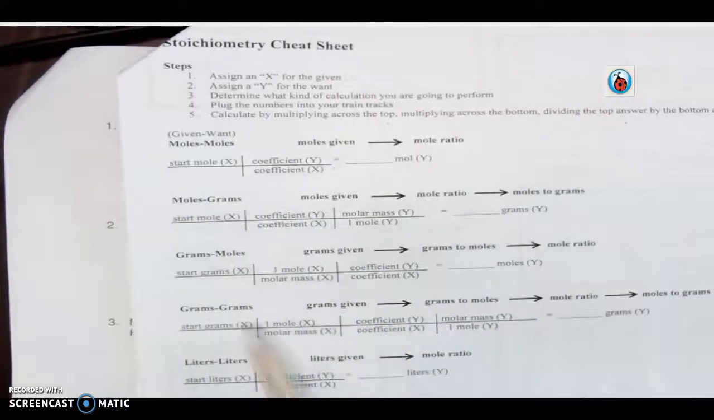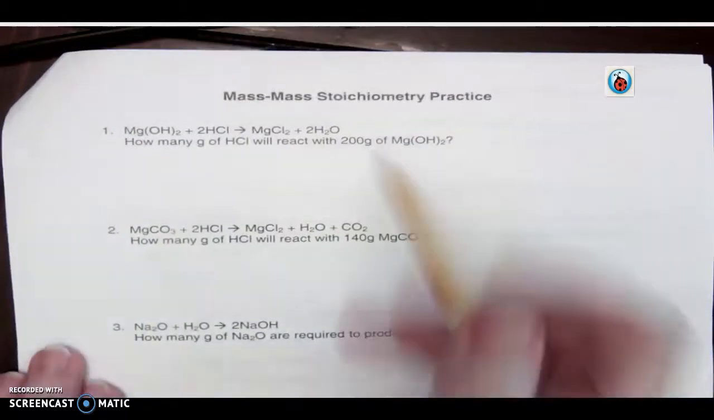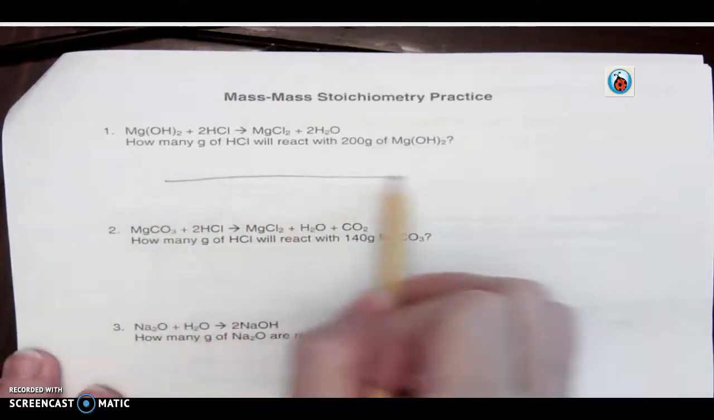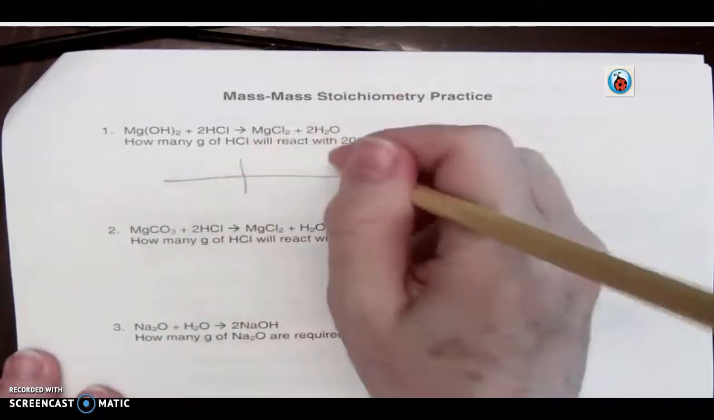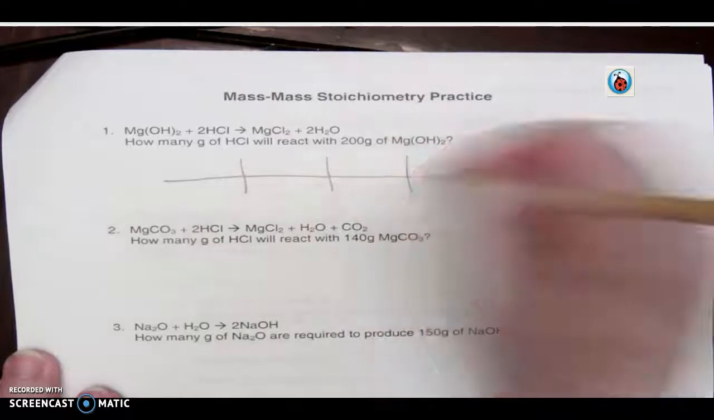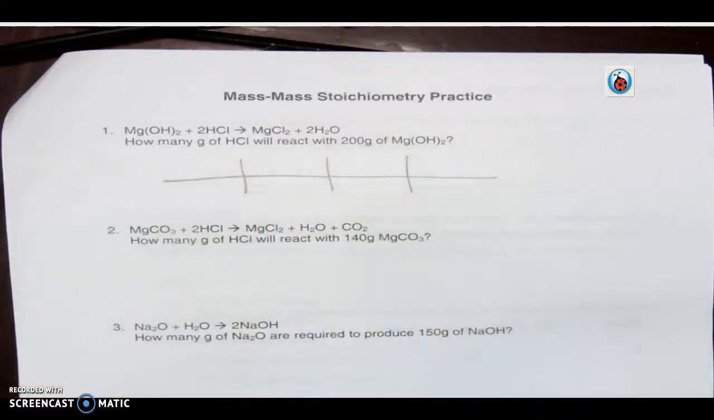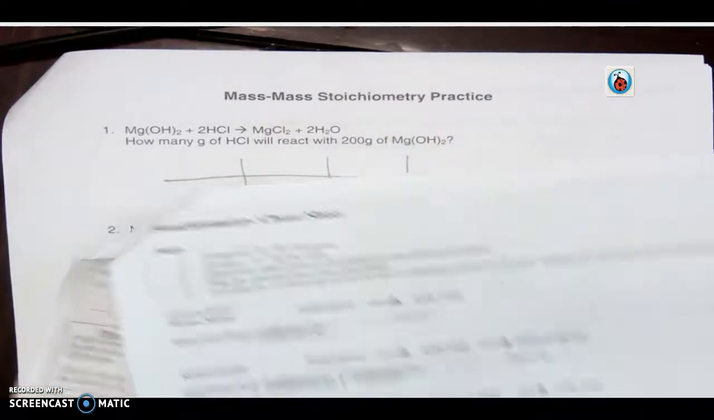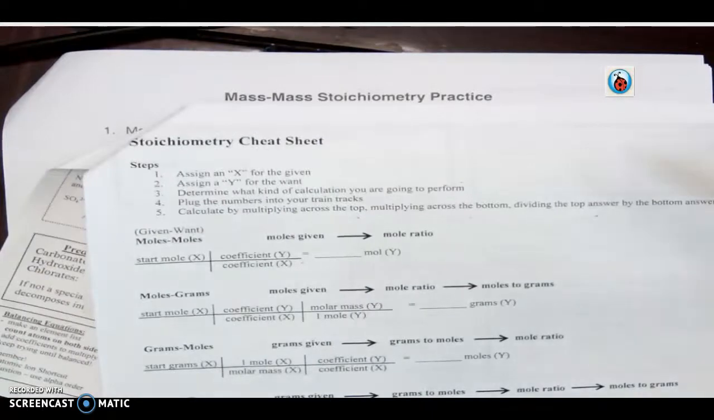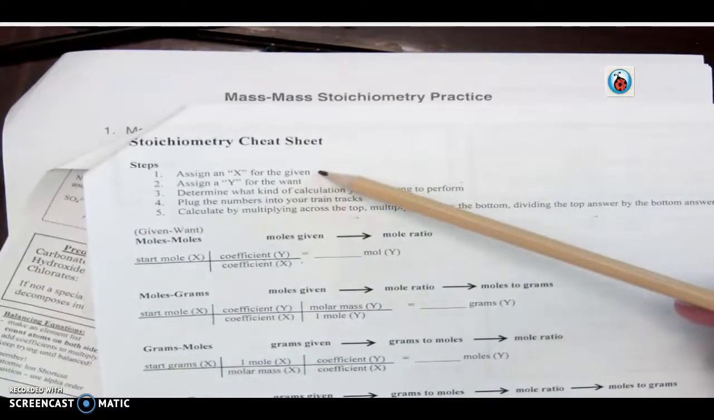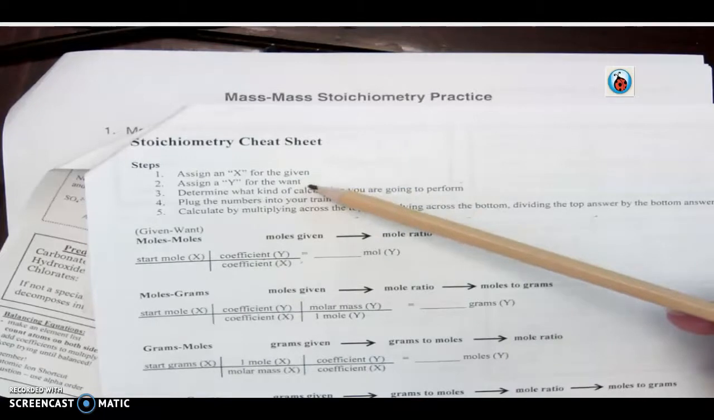And so if we go down to grams, here it is right here. And we're going to practice. Notice it takes how many train tracks to get there? 1, 2, 3 train tracks. So you can go ahead and set up your train tracks here on number 1. And I know I'm going to be 1, 2, 3 train tracks out there. So we're going to practice assigning x and y again. Assign an x for the given and a y for the want.